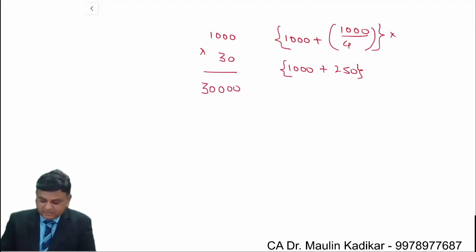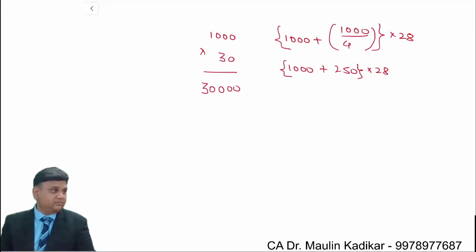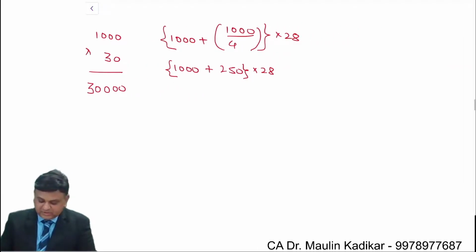What is the price of the equity share? It is 28. So we understand that it is 1250 into 28. That comes to rupees 35,000. So 35,000 is the value of the shares that you are holding.